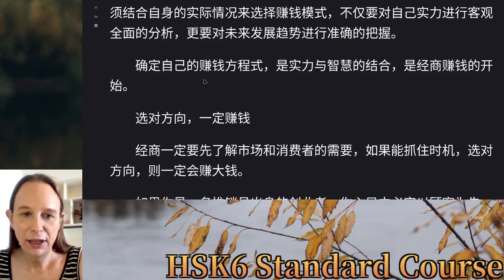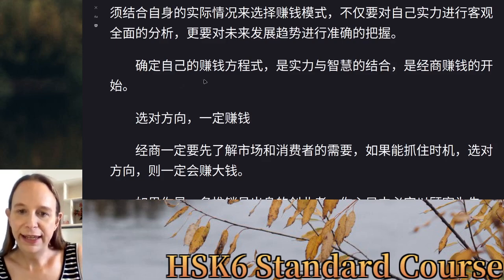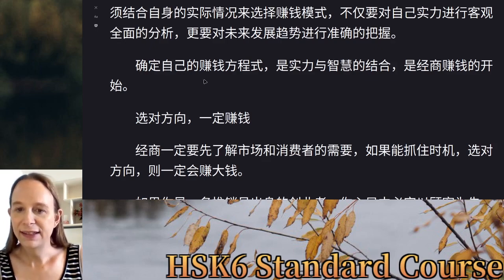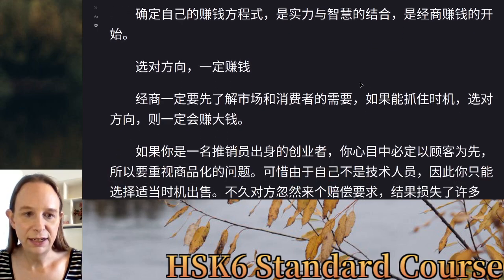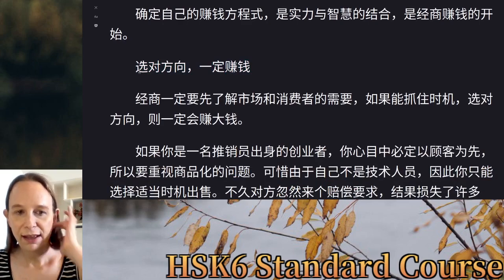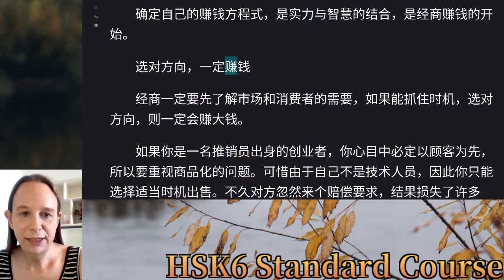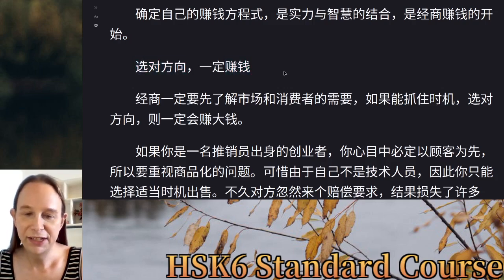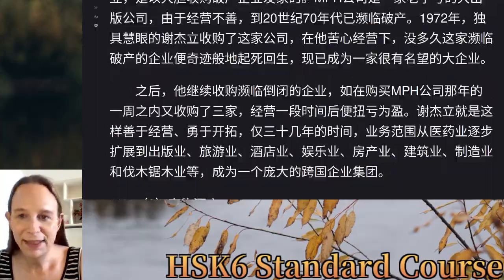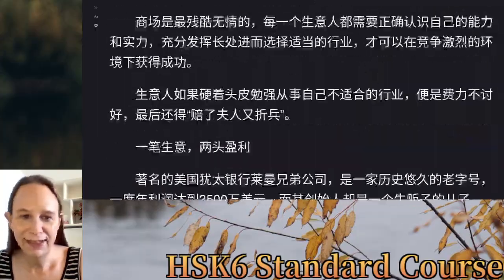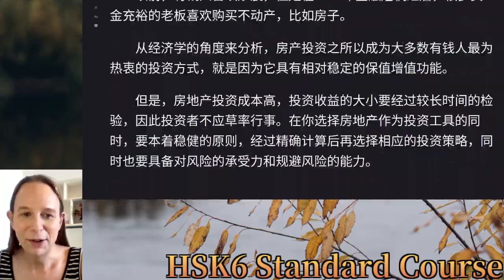确定自己的赚钱方程式，是实力与智慧的结合，是经商赚钱的开始。Okay, so that's a new chapter. 选对方向一定赚钱。So choose the right direction and you will definitely make money. How long is this? Maybe this is like a whole novel. I'm not reading all that.